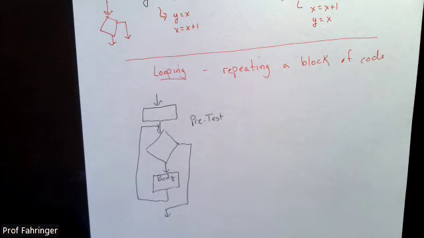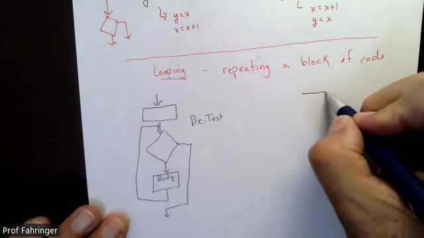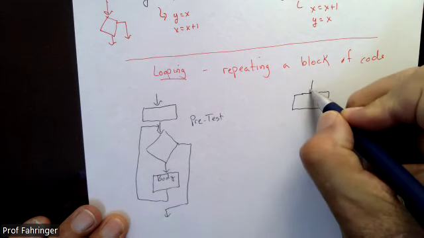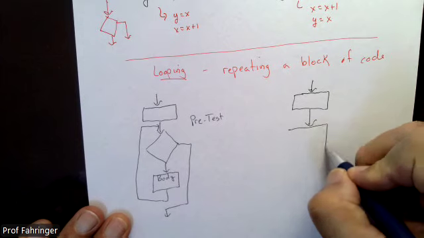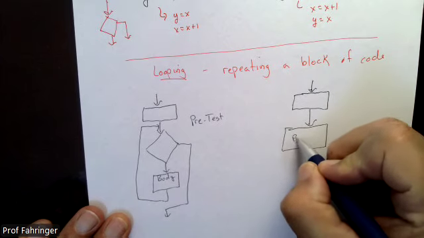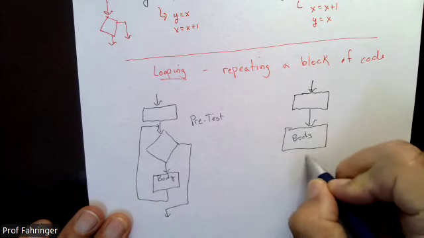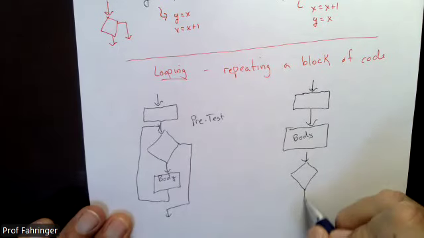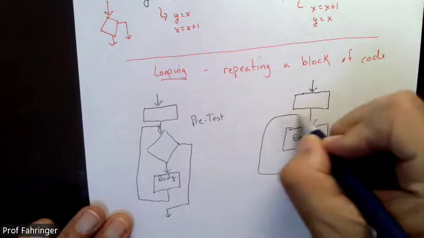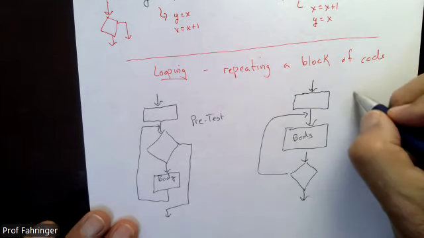Well, if there's a pretest, I'm willing to bet that if I came over here and started coming down, here's the body. Now I have a decision statement. I can keep going or I go up and repeat. This is a post test.